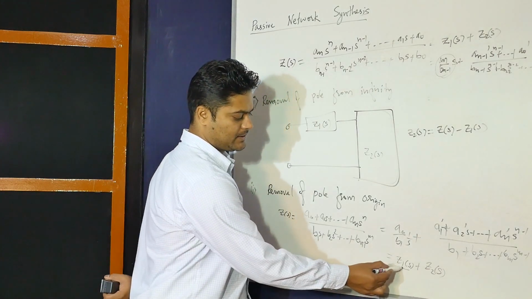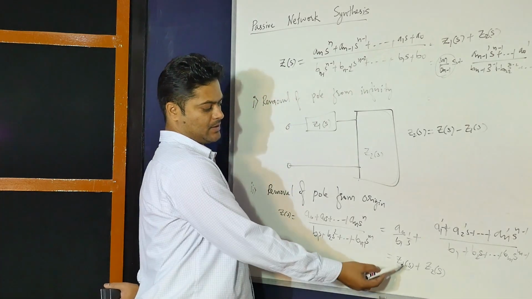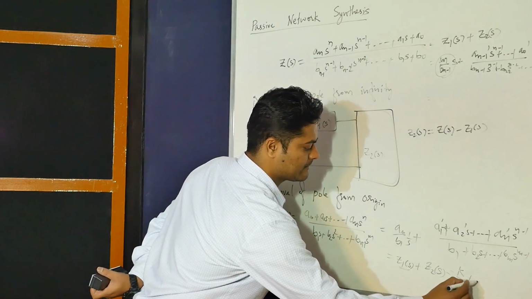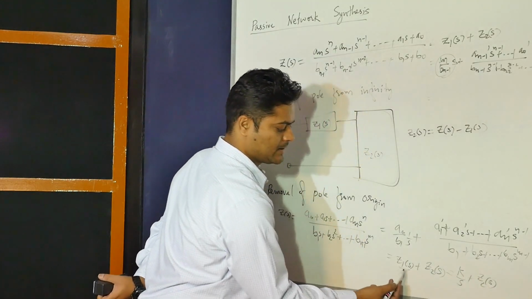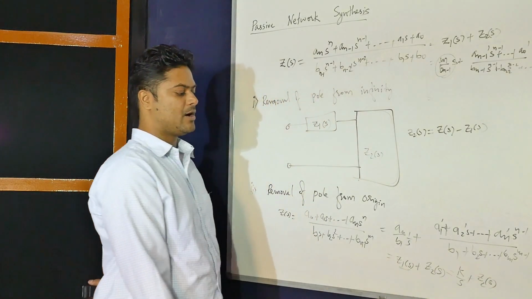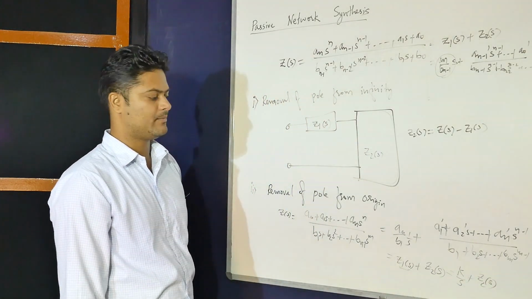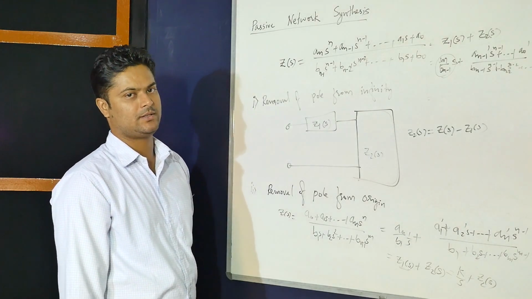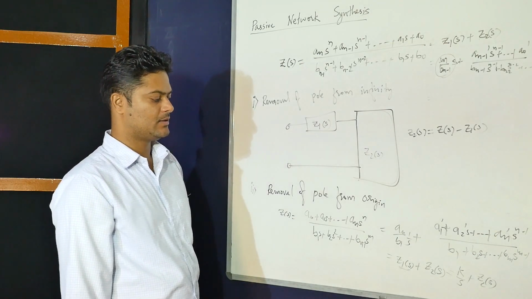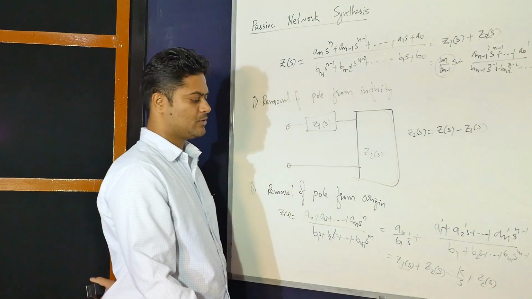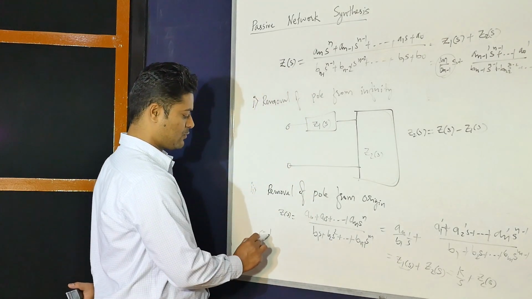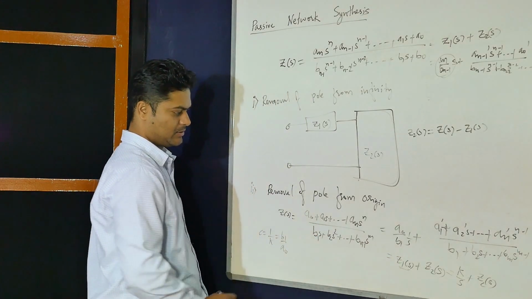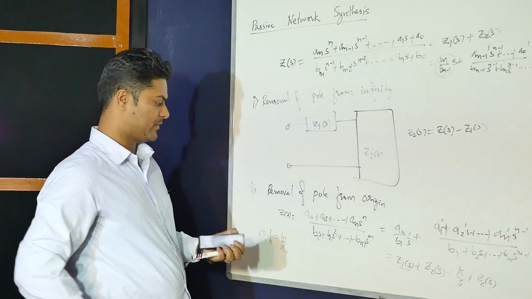So what it indicates is that Z1 of s is something in the form of K by s, plus Z2 of s. Z1 of s is K by s. We can have K by s in Z form, when we have an impedance function, whenever a capacitor exists, then we can write 1 by Cs, right? So the capacitance value is 1 by K, which is nothing but B1 by A0.